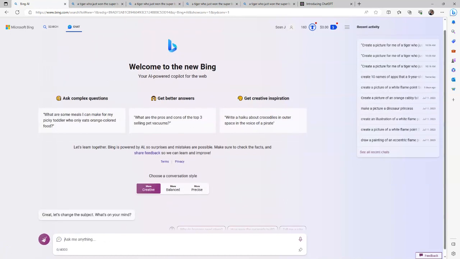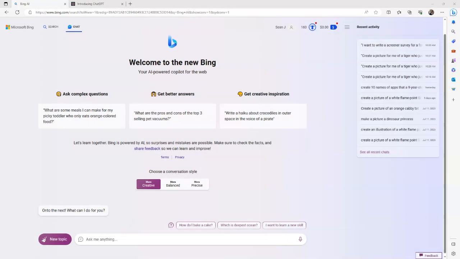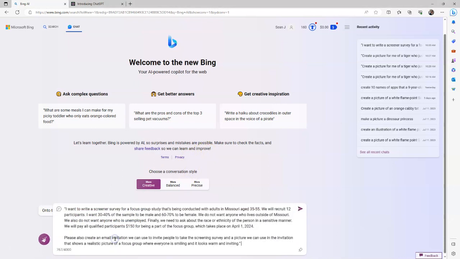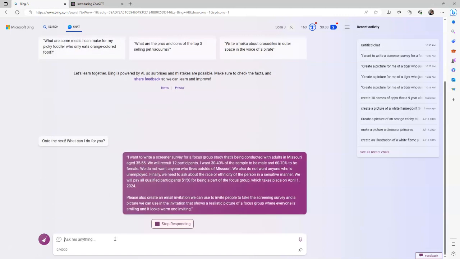and starting over. So we can have a lot of fun with this, but let's try to make it do something a little bit more practical for a marketing or opinion research type of context. So what I'm going to do is put in this lengthy prompt that I wrote that's asking ChatGPT to write a screener for a focus group study. And it's got a lot of different criteria in there.